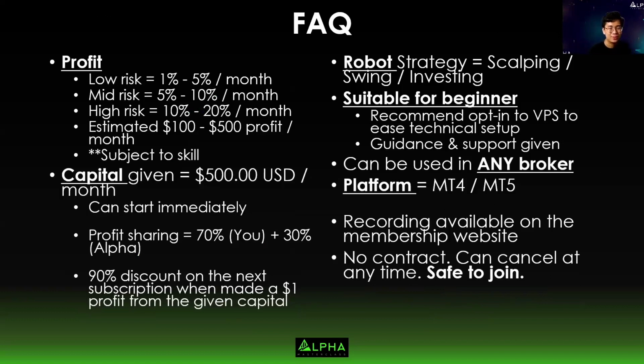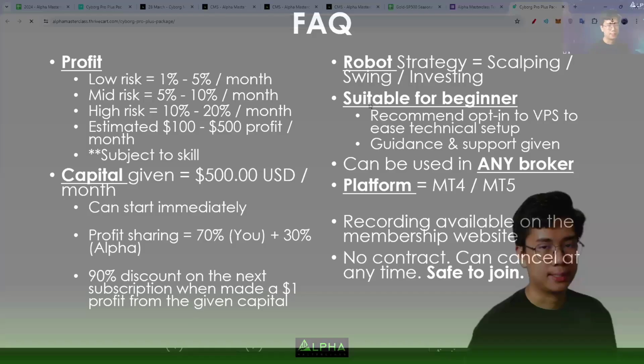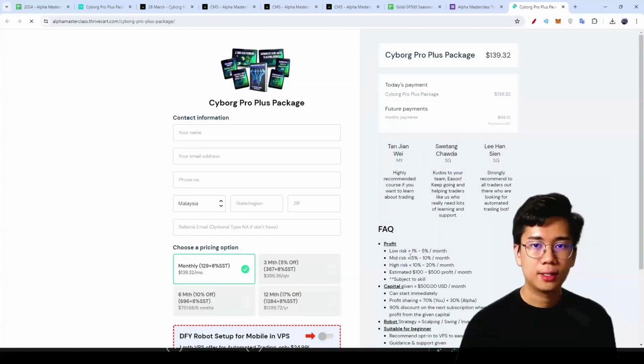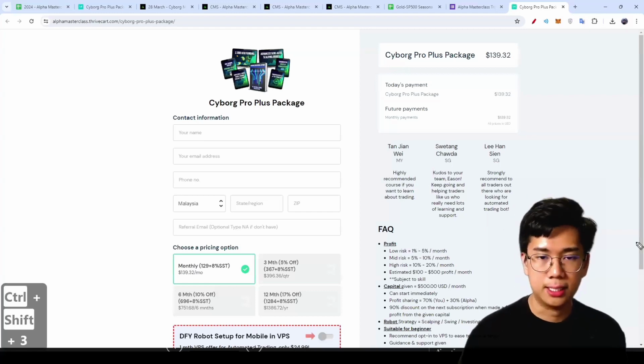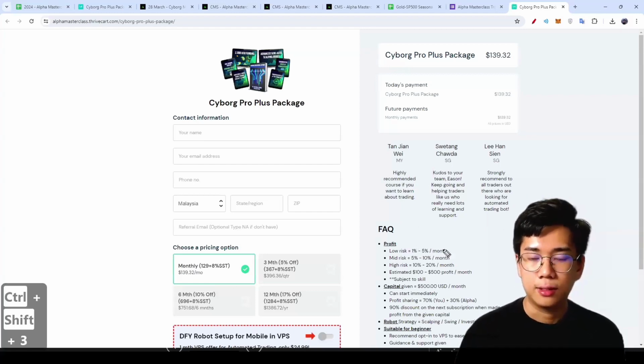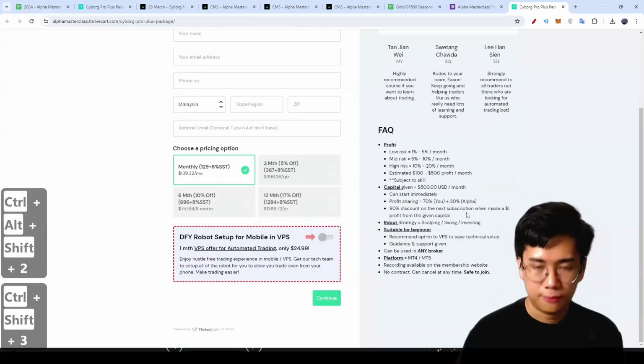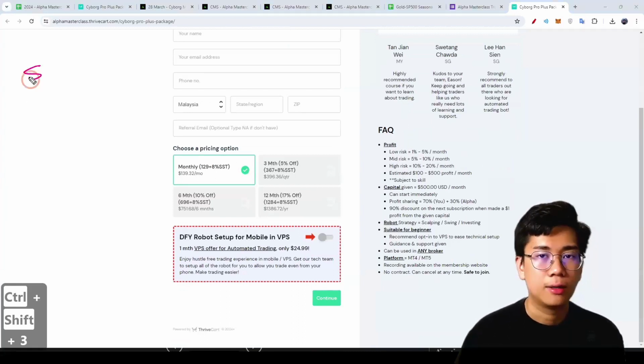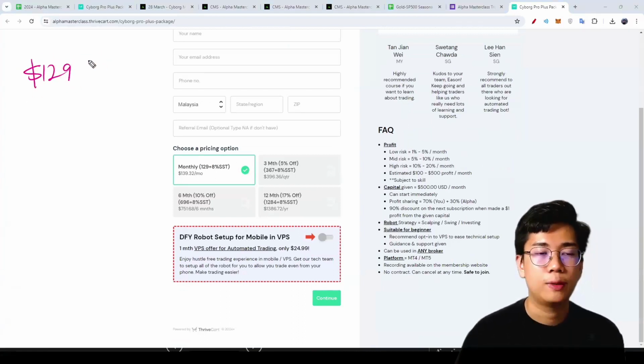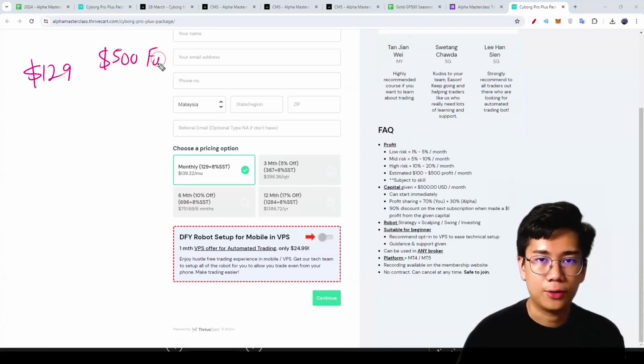So how does this work? This robot itself is a subscription of $129 per month. When you go into the website, it should look something like this. You can choose a different package. When you get in, first is $129, and we will get you a $500 fund for you to trade.